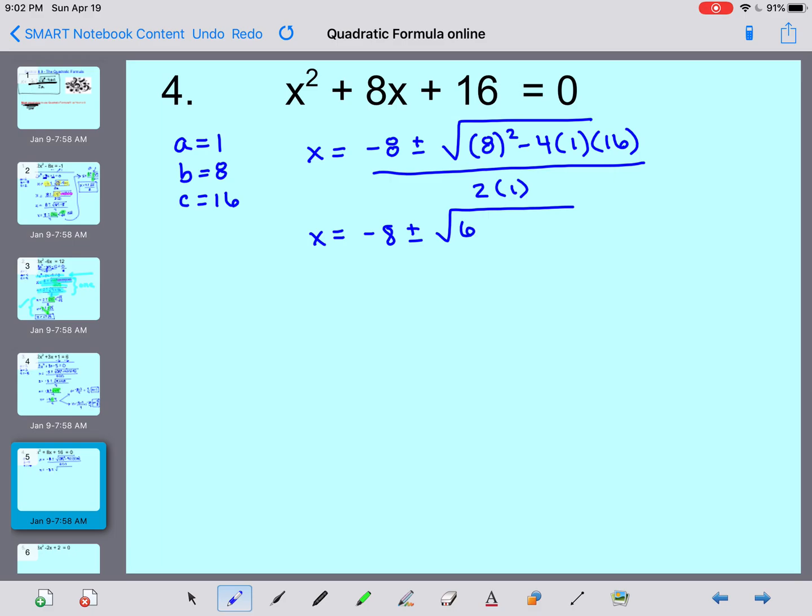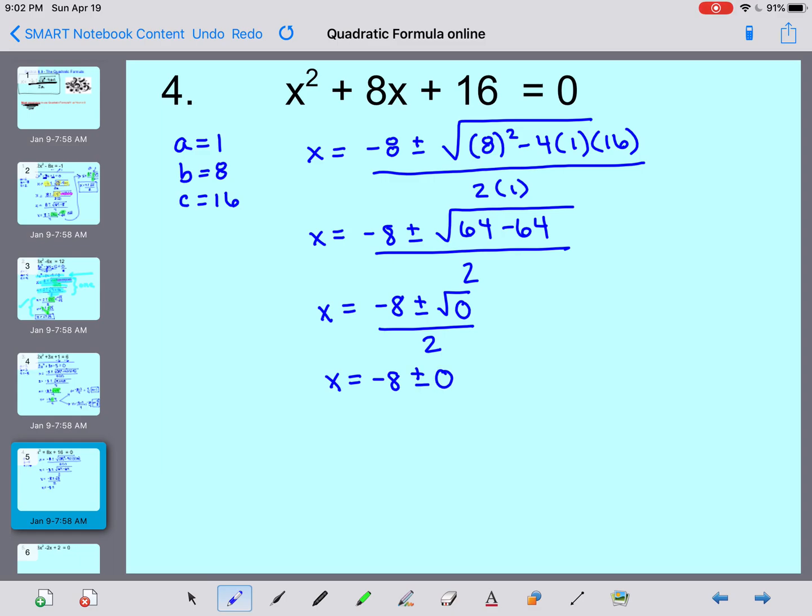Eight squared is 64. Negative 4 times 1 times 16 is negative 64. Divided by 2 times 1 is 2. So if you notice what happens here, we get the square root of 0. What's the square root of 0? The square root of 0 is just 0.